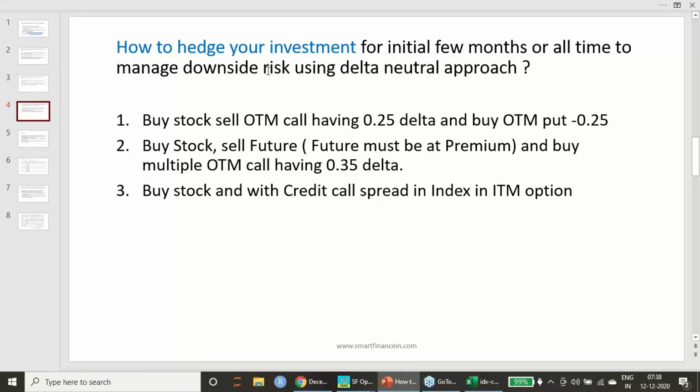Now, how to hedge your investment for the initial few months. Why do they hedge in the initial few months? Many of you will be involved in mutual fund NFOs. How many of you have invested in mutual fund NFOs?